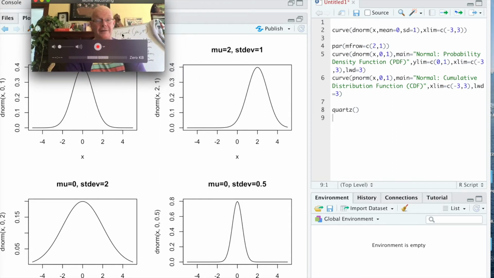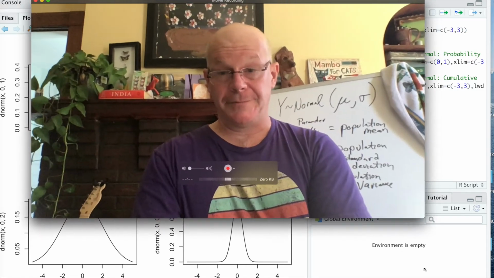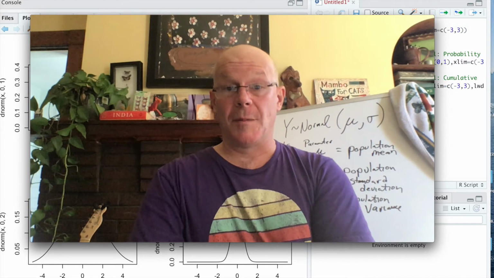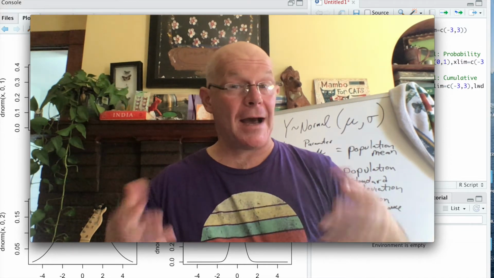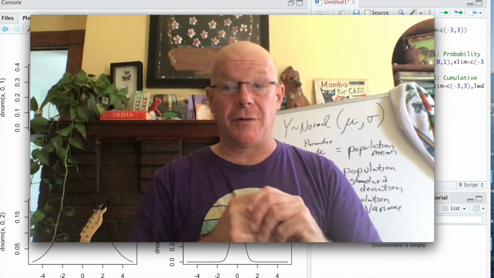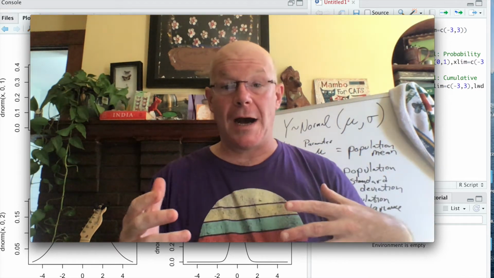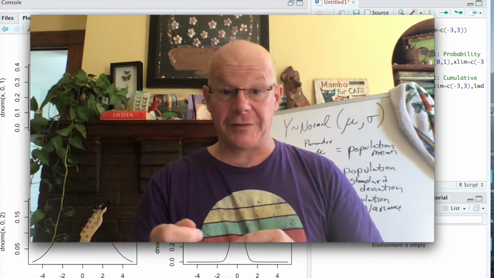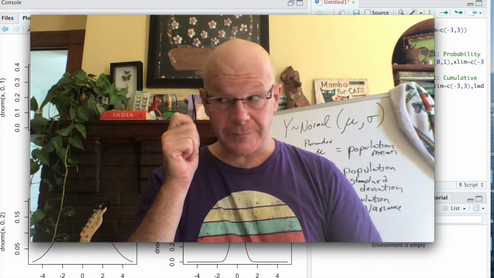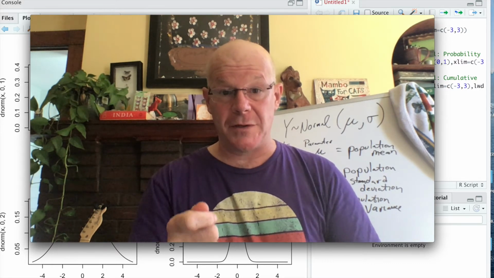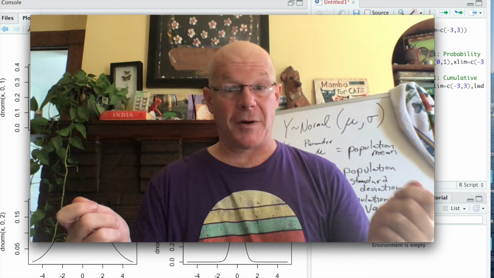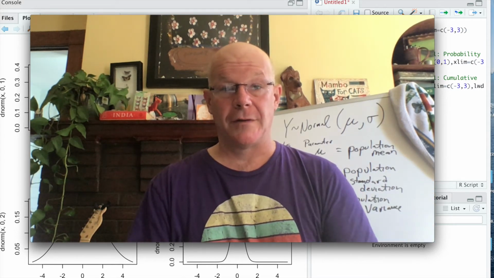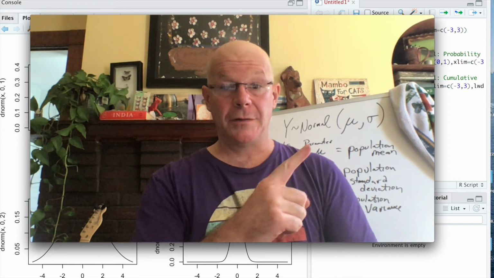And so that is the very brief introduction to the normal distribution. And what I want to do now is dig in a little deeper to understanding how, mainly the how, we estimate the location parameter mu, and we estimate the spread parameter, which is the standard deviation or the variance. And so on to location.